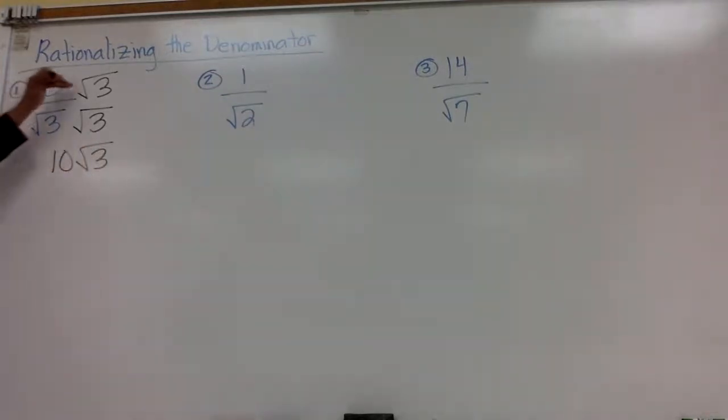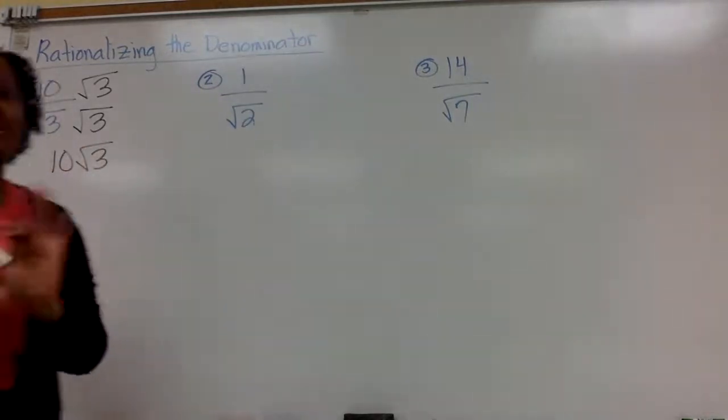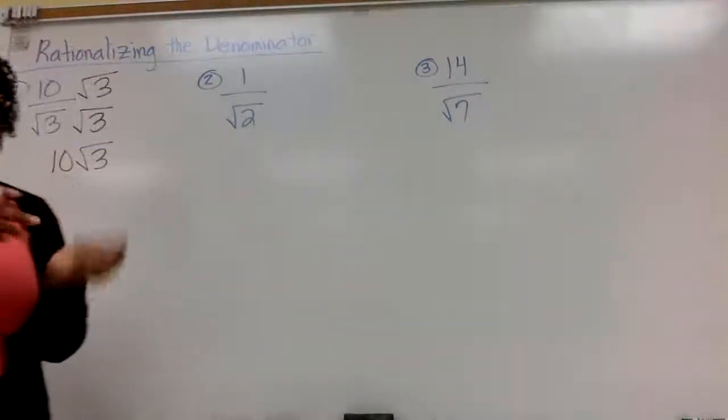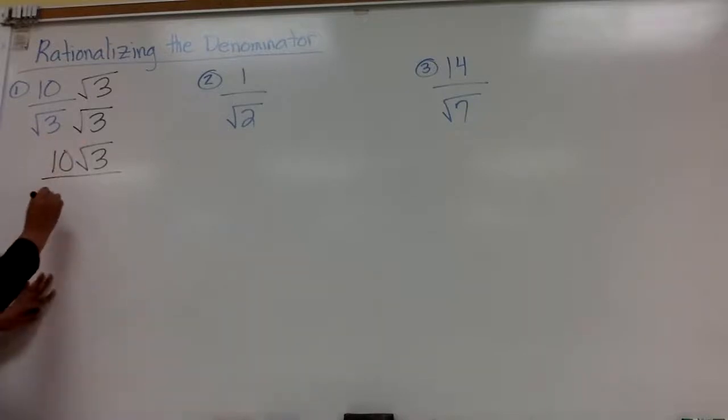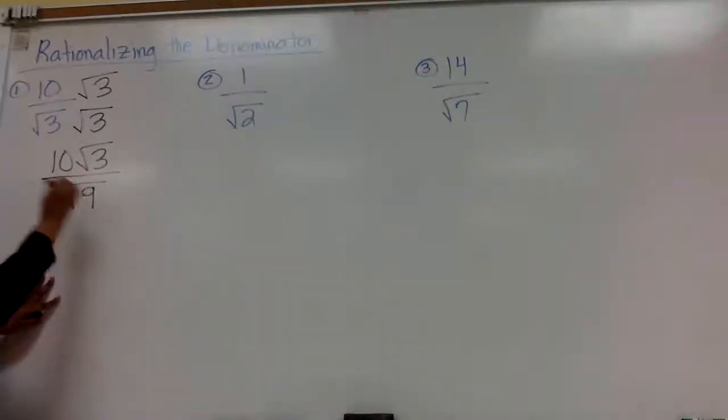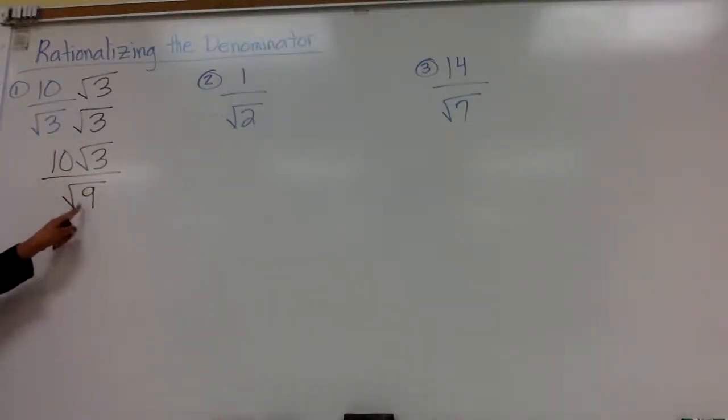One's a number, one has a square root. I'm just going to write them right beside each other, no different than like 5 times x or 3 times x. So 10 times the square root of 3. On the bottom, the square root of 3 times the square root of 3 becomes the square root of 9. 9 is a perfect square number, which is good. That's what we're trying to get to. The square root of 9 is 3.